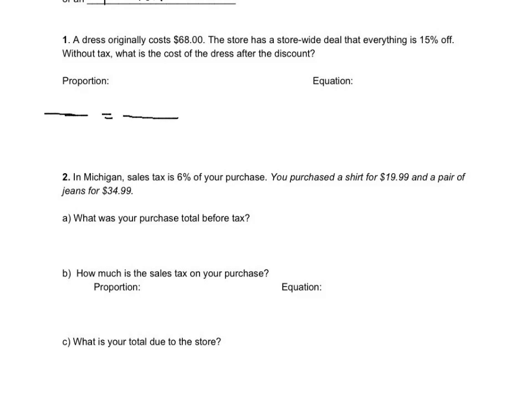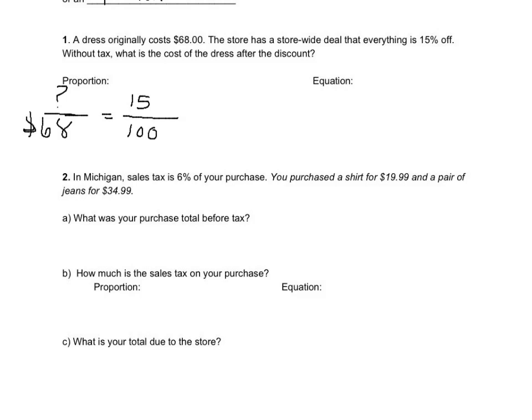The original cost is always going to be your 100%. We're going to be looking for what 15% is. We don't know what that 15% is. And originally the 100% cost of this dress was $68. So this is where you would show me your proportion.